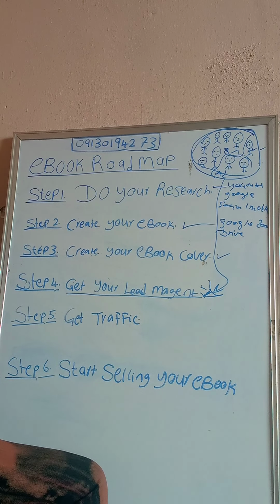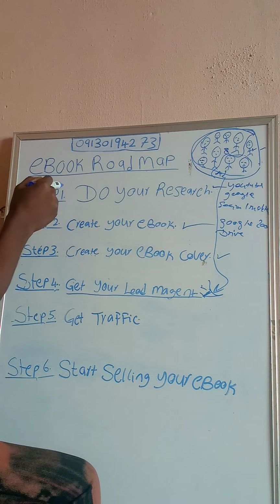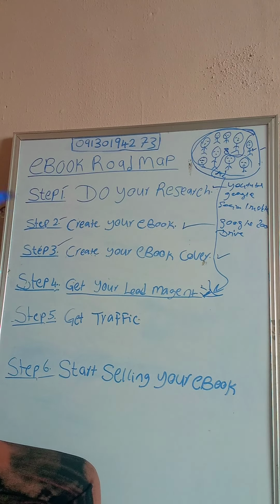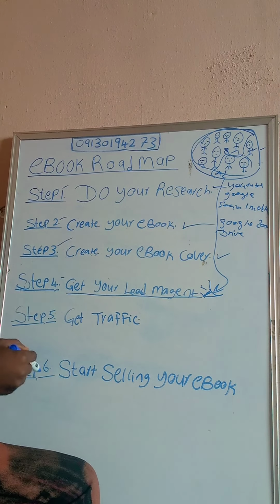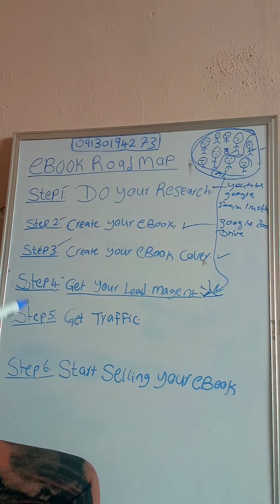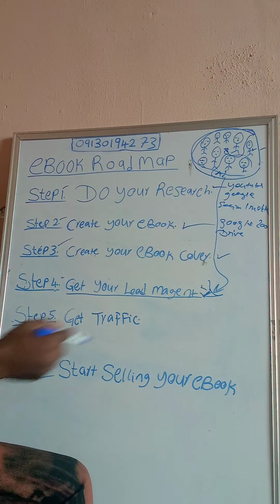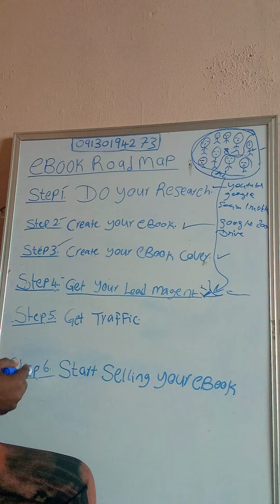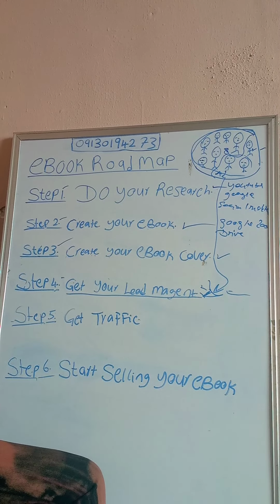Okay, now these are 6 steps. The first step, second step, and third step are like the creating aspect of your work. You are doing your research, you are creating your ebook cover. But from step 4 to step 6, you have already started selling. Because a lot of people are saying, I want to learn how to sell, without knowing that selling starts from this lead magnet. If you mess up in this lead magnet, you will mess up in step 6. I hope you get the point.